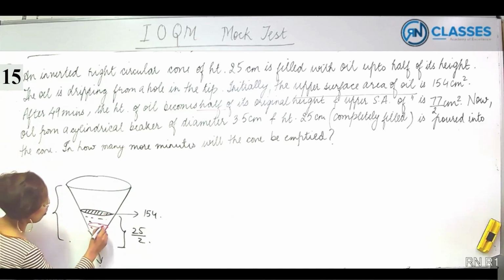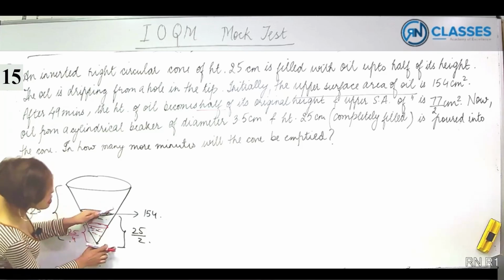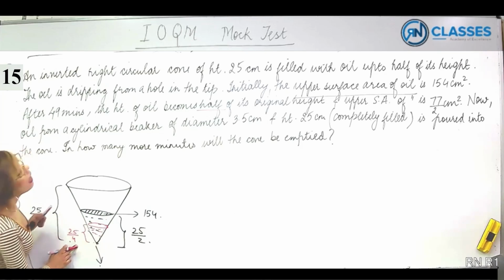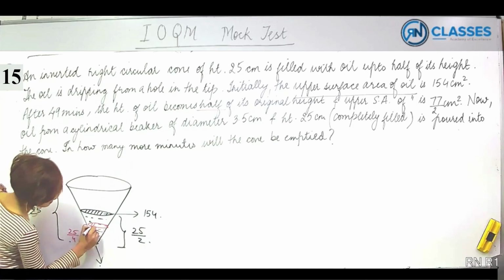So now my oil is here. Right? This height is 25 by 4. Why? Half of this. That is 25 by 4. And now he says the upper surface area. So oil is here, upper surface area is this one.